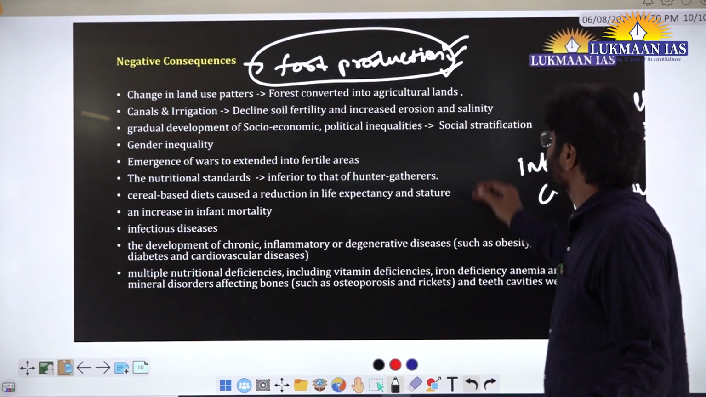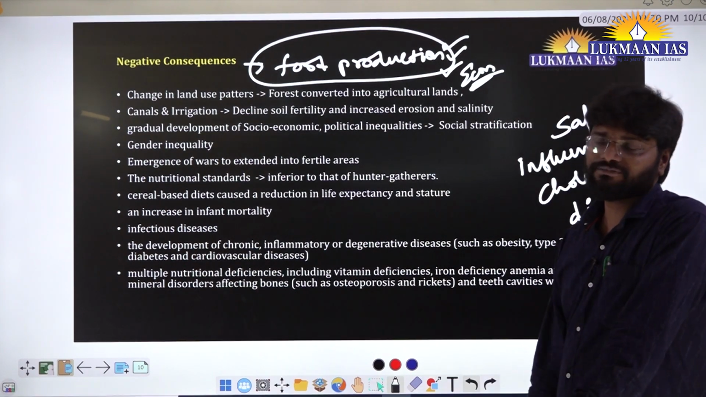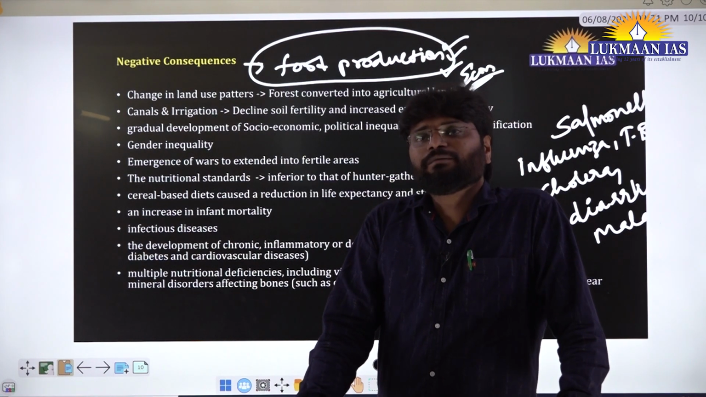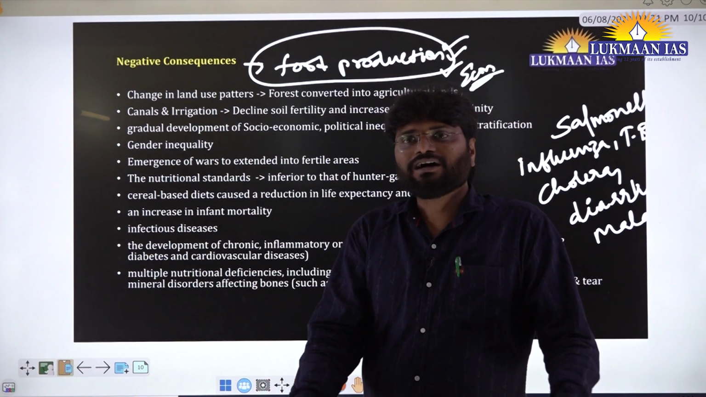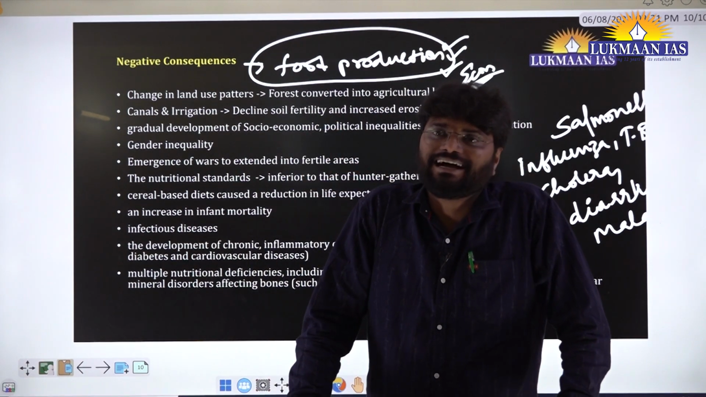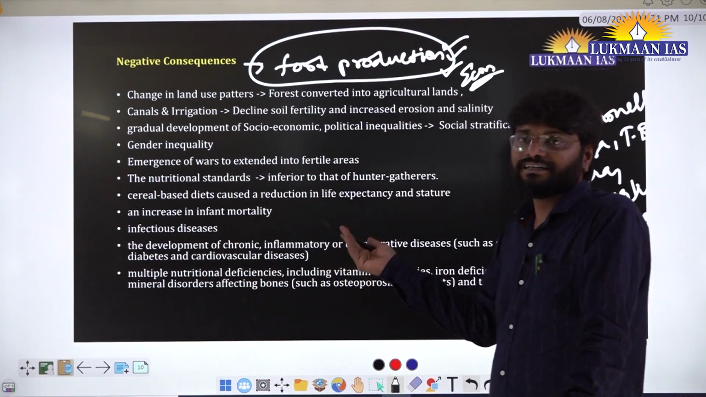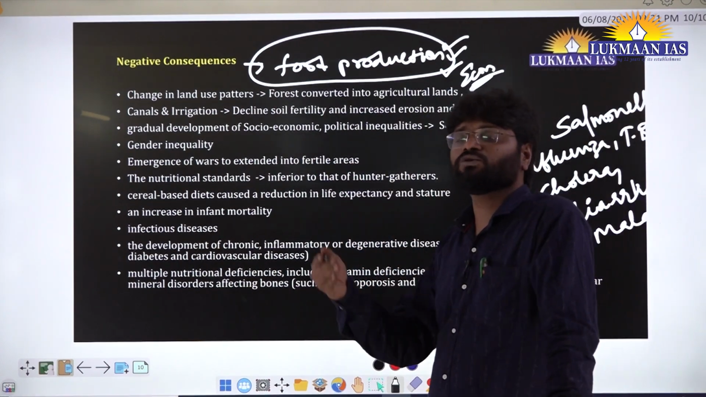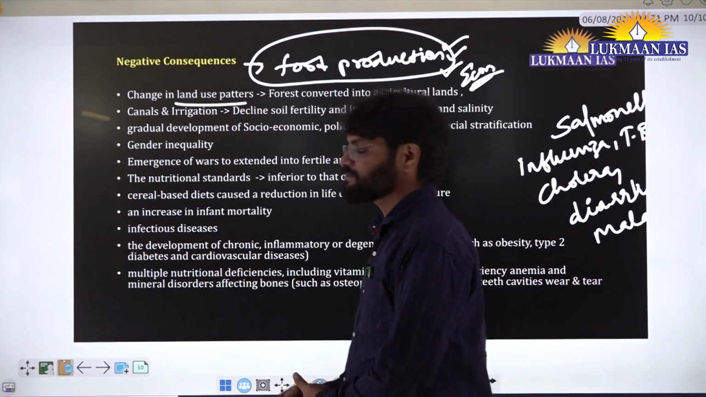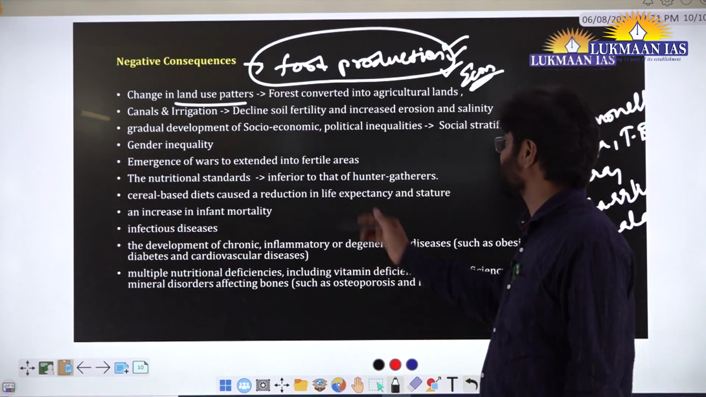The first one we can see is ecological or environmental. Before the invention of agriculture, humans lived as hunters and gatherers. That means whatever nature gives them, they simply collect those plant stuff as well as animal stuff. But once they became settled cultivators, it required modification of the surrounding environment, which caused change in land use patterns. The forests were cleared to convert into fertile agricultural lands.